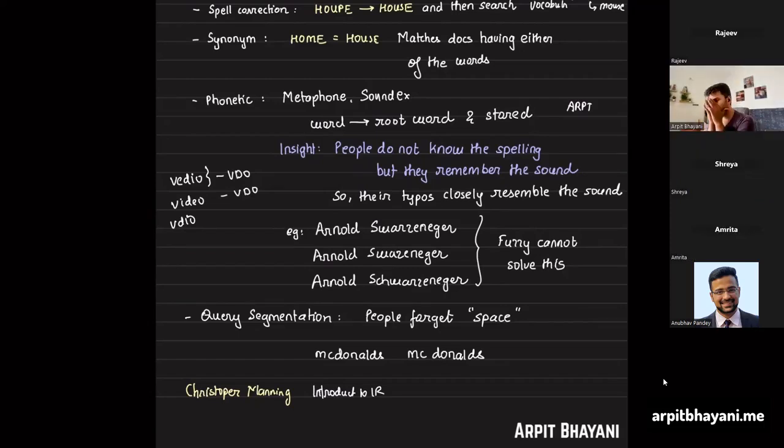How is the time phenomenon taken care of? Some searches are very, very hot. Let's say COVID was hot during 2019, 2020, but now it won't be. So how is this time feature taken care of in search? What do you do?